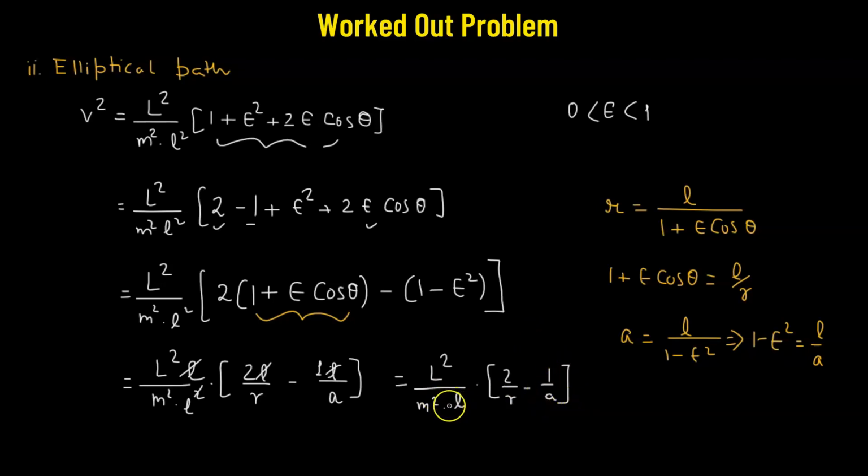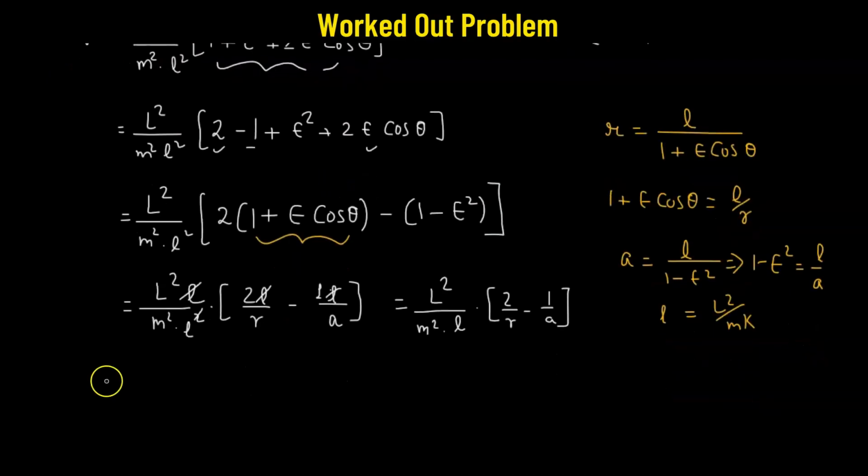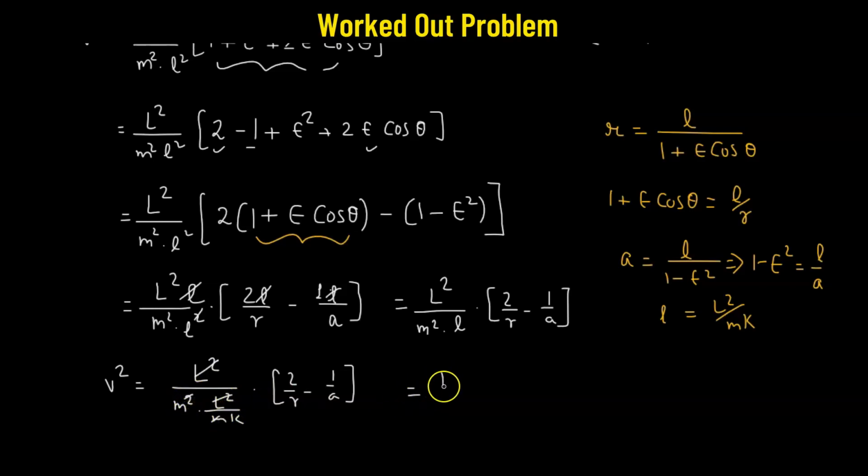Next, we need to substitute the value of little l, that's the semi-latus rectum. We will be substituting the value of L with L squared over mk, such that the expression for our velocity now becomes v squared equals L squared divided by m squared times L. So L will be L squared divided by m times k, times 2 over r minus 1 over a. So we have the L squared cancelling out, 1 m gets cancelled. So this will be equal to k over m multiplied by 2 over r minus 1 over a.